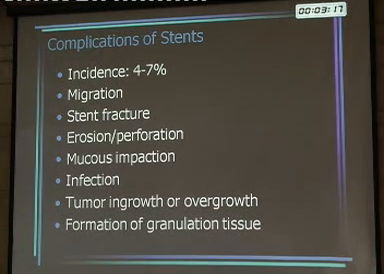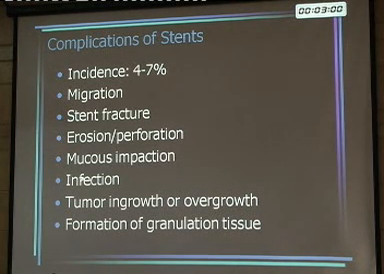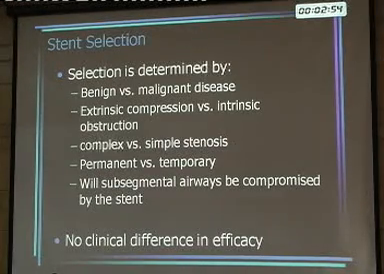So just a word about complications of stents. It's estimated that stent complications can be anywhere from 4 to 7%. The incidence varies based on the type of disease you're treating. But you can have migration, stent fracture, erosion, perforation into the airways, mucus impaction, infection, tumor ingrowth, and formation of granulation tissue.